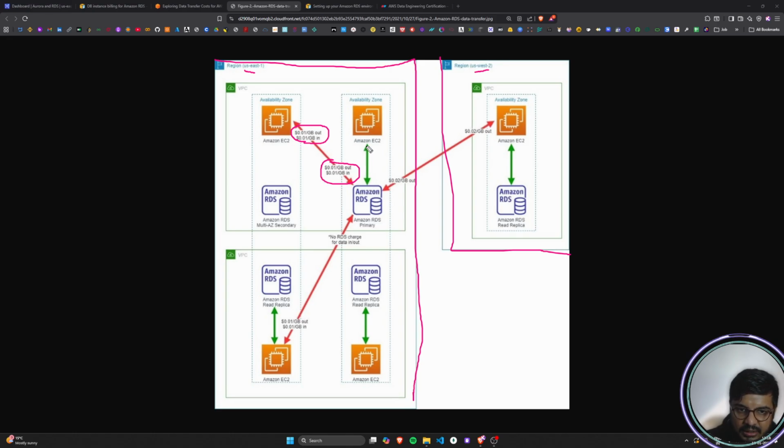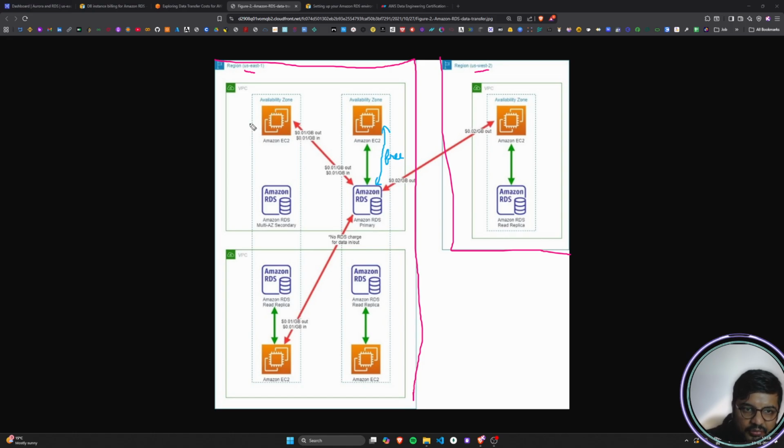If we are sending data in the same availability zone, we will not be charged anything, right? From this EC2 instance, try to understand. If I'm transferring the data from this to this, or even from this to this, and doing the read write operation, this will be free for me.